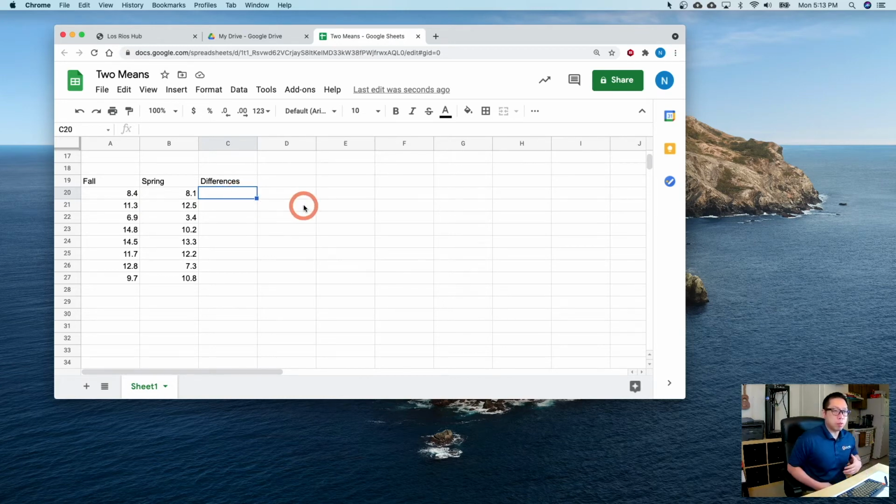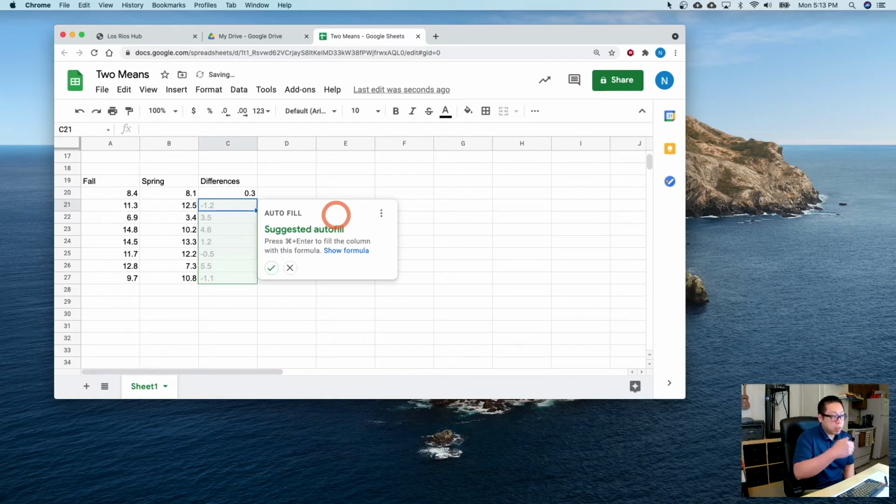So anytime you want Google Sheets to do a calculation, you always have to start off with equals. So equals, and I want to do 8.4 minus 8.1. I'm not going to type that in, I'm going to click. So equals, and then I'm going to click 8.4 minus 8.1. And then I'll hit enter.